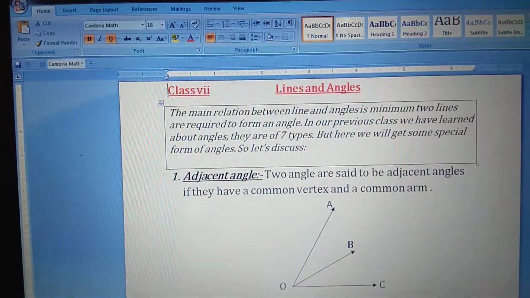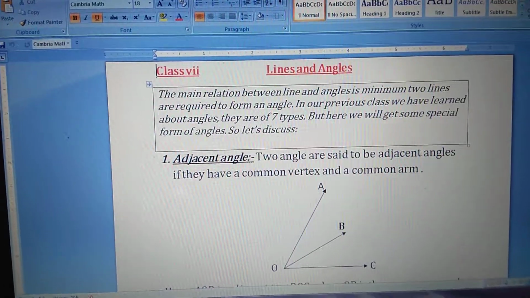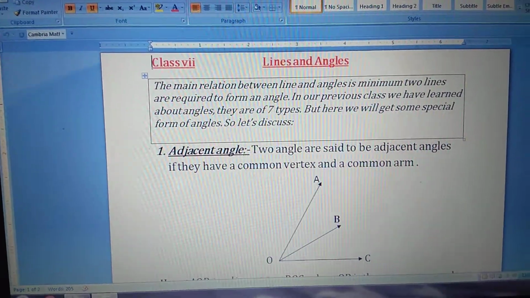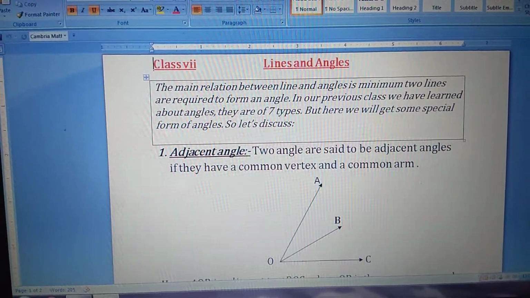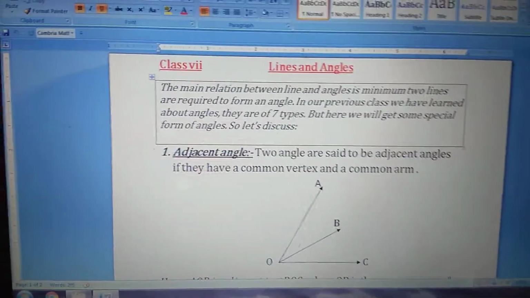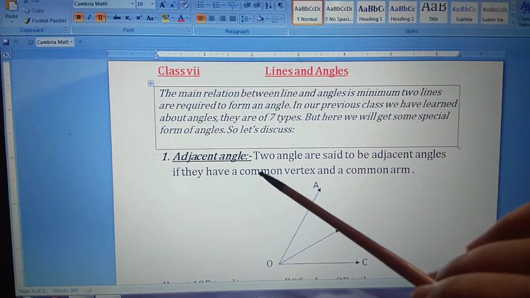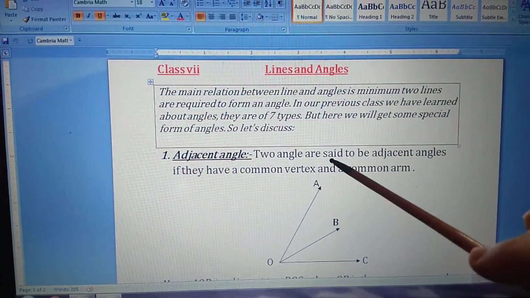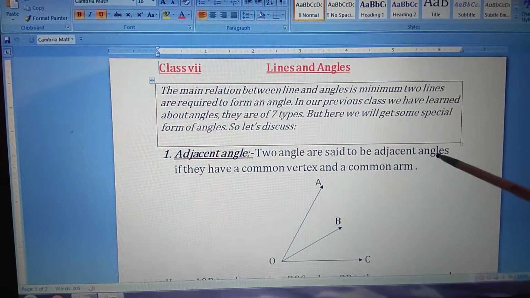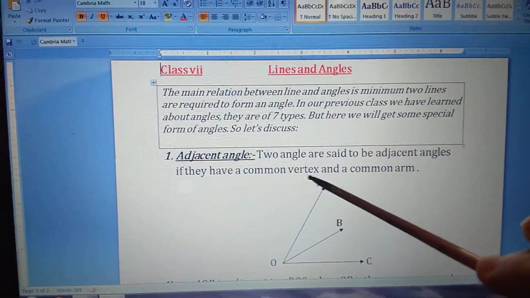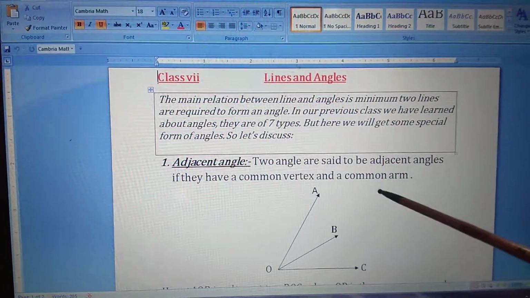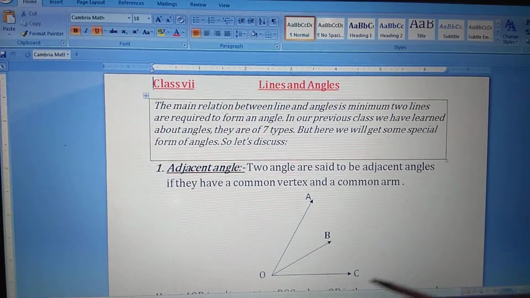That is adjacent angles. We have got various types of angles. Now we will get some special relations in those angles. So the first one is adjacent angles. Let's have a look. What is the definition? Two angles are said to be adjacent angles if they have a common vertex and a common arm. So let's look at this figure.